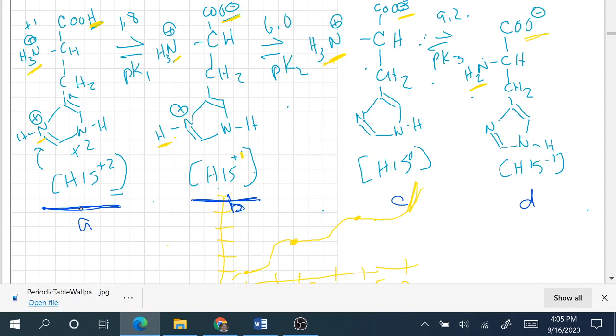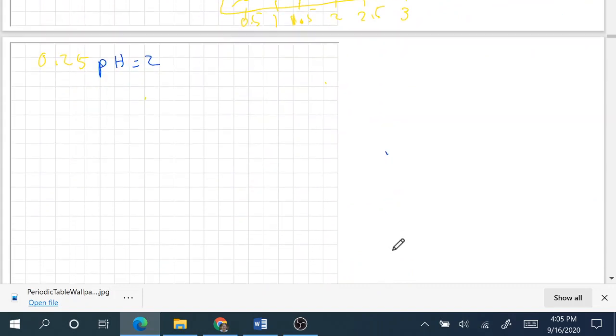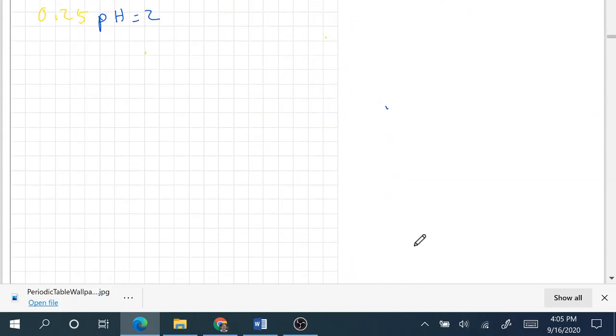So at pH equals 2, our pK1 is 1.8. So we're going to have this competition predominating. We're going to be losing this hydrogen here at pH 2. This is a weak acid, so we're not going to be fully deprotonated. So we're going to have a competition between species A and B. C and D will be negligible. So let's see how we will calculate the concentration of species A and B.